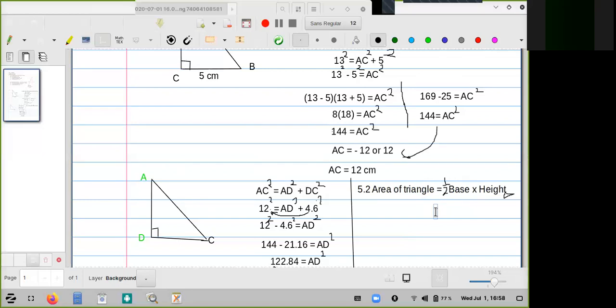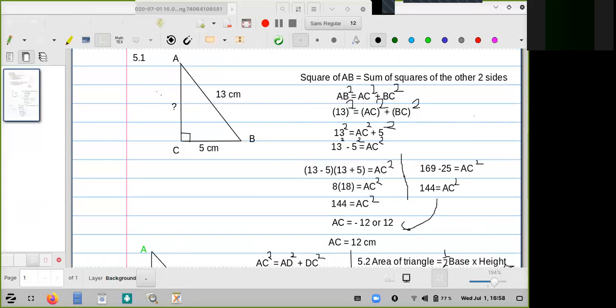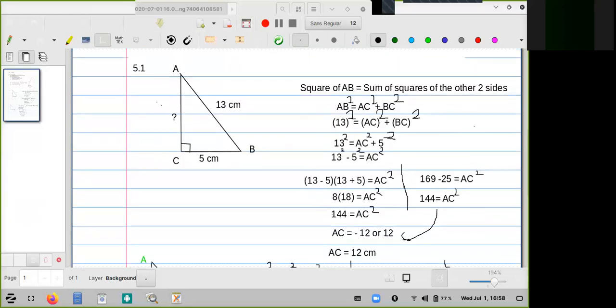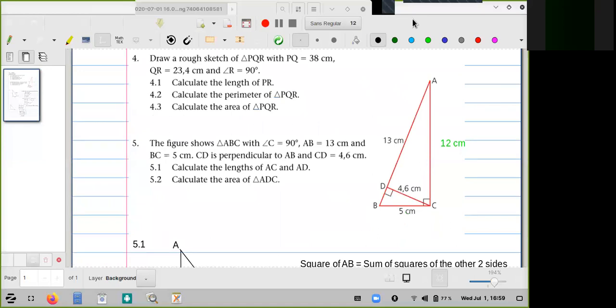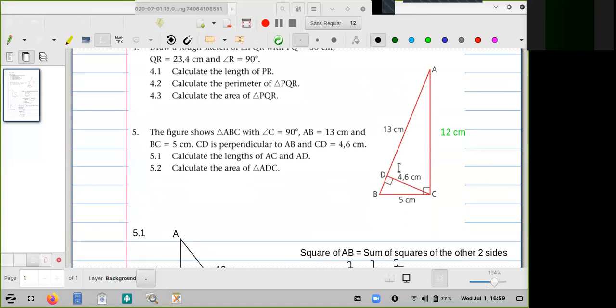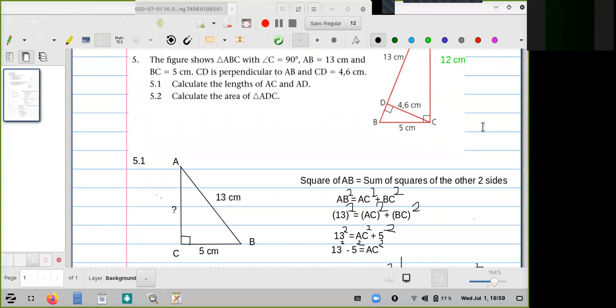So if we check here now, on our triangle, which sides are perpendicular to each other? Which sides are at right angle to each other? Remember, it's triangle ADC. So the sides that are perpendicular to each other are AD and DC. These are the sides that are perpendicular to each other. So one of these sides is the base and the other one is the height.